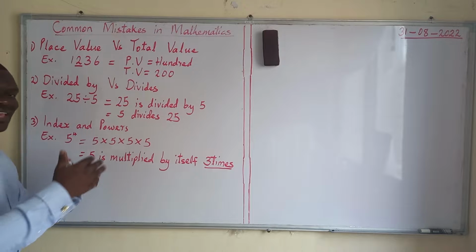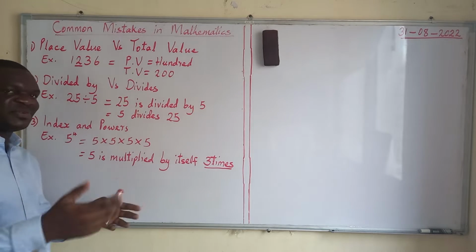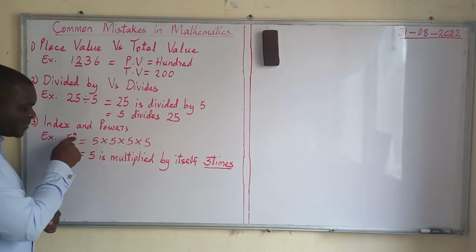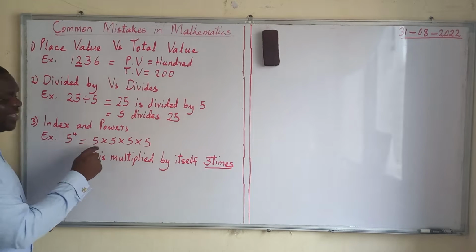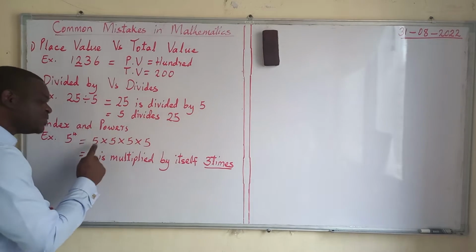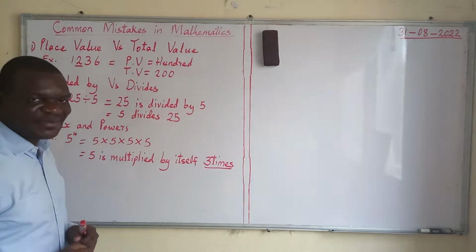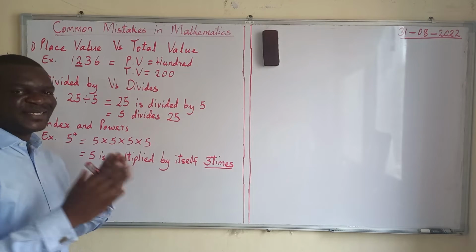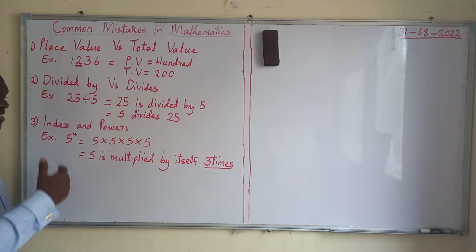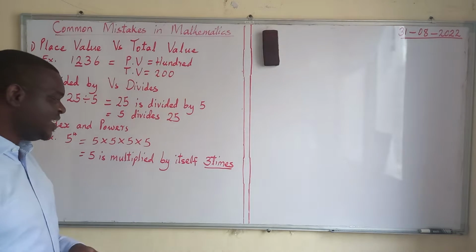It happens with any other number. It can be 2, it can be 3, it can be 4, it can be 6. Be careful when you are expressing this. The power, yes, 5 appears here 4 times, but 5 is multiplied by itself 3 times. So these are some common mistakes that we make without necessarily being aware that we are saying something wrong.